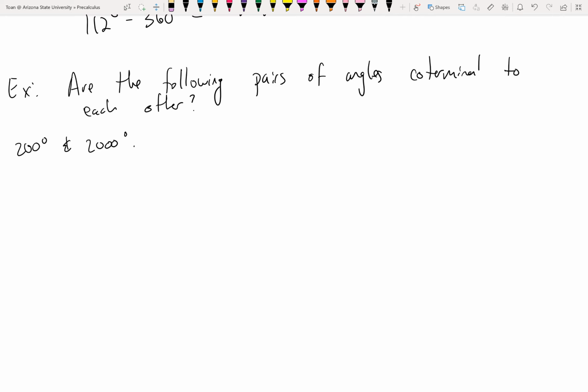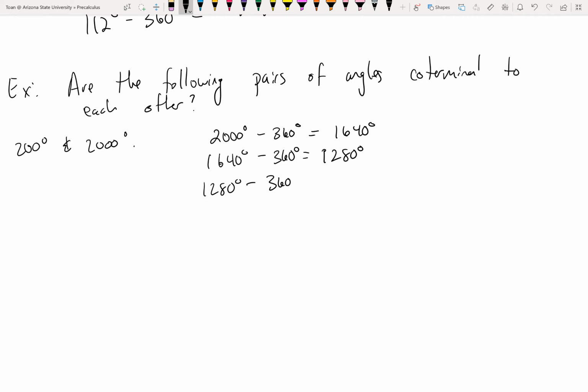Let's just subtract for the heck of it. So, okay, are they? Let's check. Let's subtract a full circle. That's going to give me 1640 degrees. Do you see how 1640 is still a pretty big angle? Let's subtract again. And that's basically it. You just want to keep subtracting until you check all the way down. So that's 1280, not enough. That's 920, not enough. That is 560, not enough. 200 degrees. Hey, exactly.